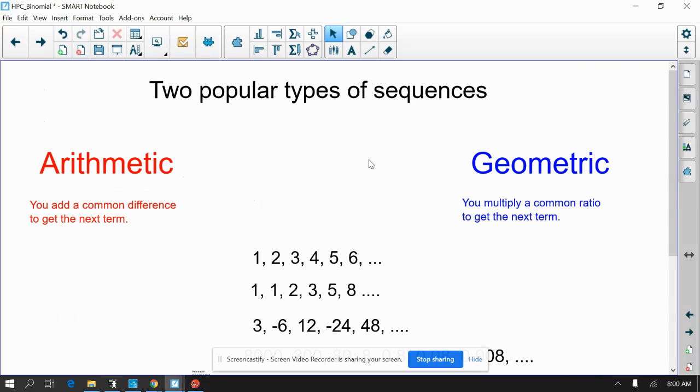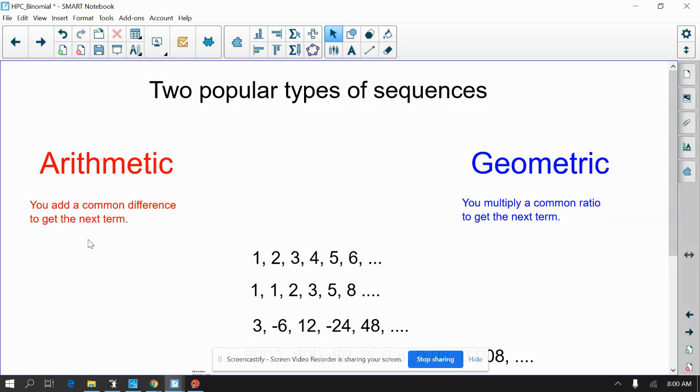There are two main types of sequences that we're going to study, arithmetic and geometric. So if it's arithmetic, then to get from one term to the next, you just add something. You add or subtract something. And that something is called the common difference. If it's geometric, to get from one term to the next, you multiply something. And that something is called a common ratio.